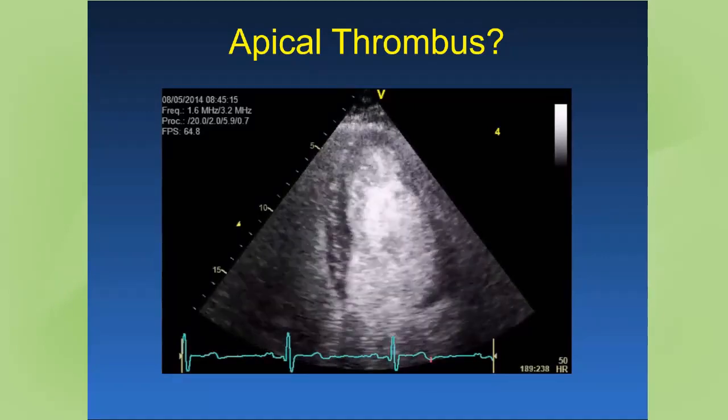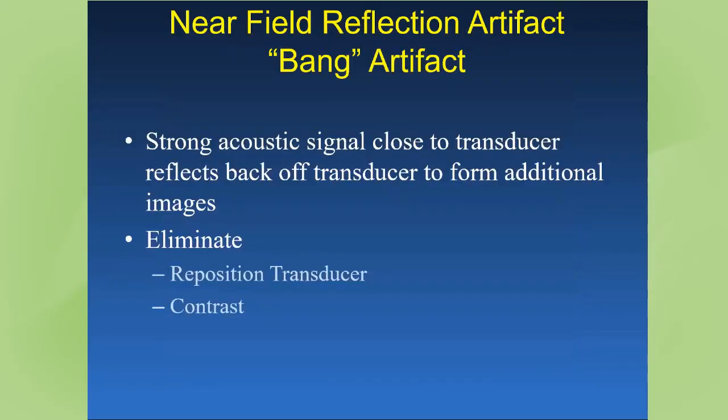Well, what is this artifact called? This is a near field reflection artifact. It's a type of reflection artifact. Some of the literature calls it a bang artifact. I haven't run across that term a lot, but it used to be called a bang artifact or near field artifact. And it occurs when there's strong acoustic signals that are close to the transducer. And this reflects back and forth off the transducer to form additional images.